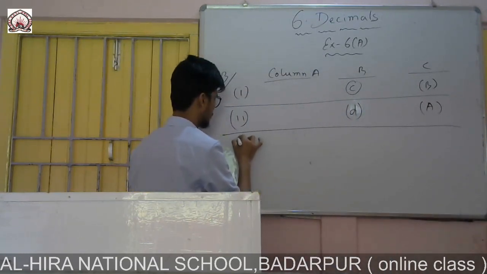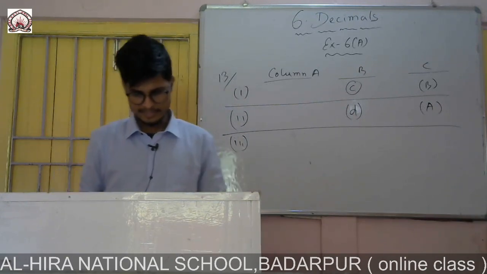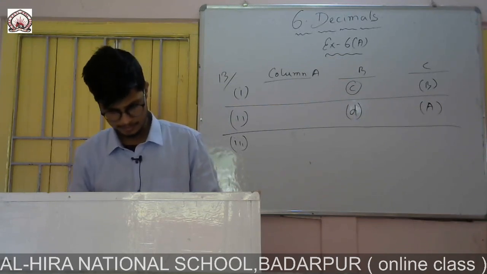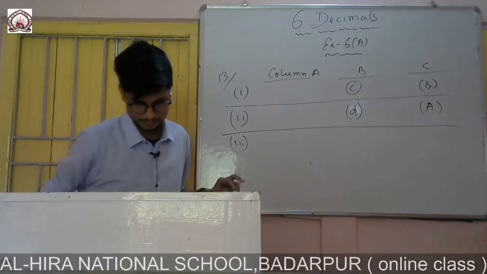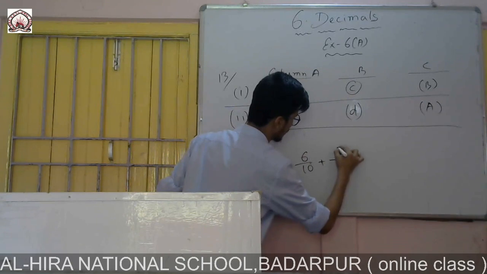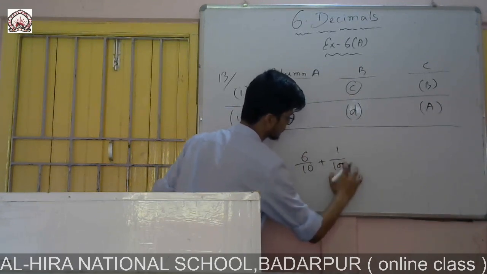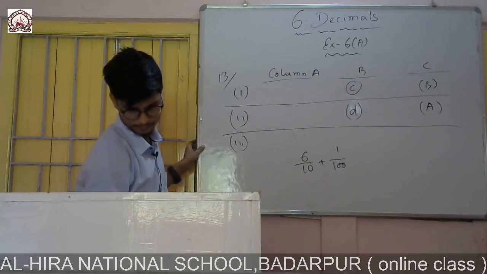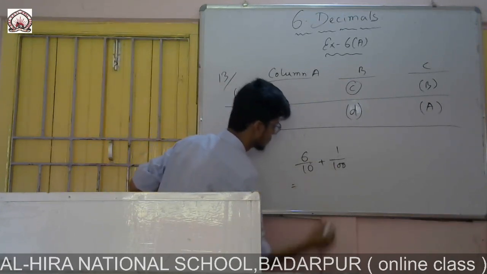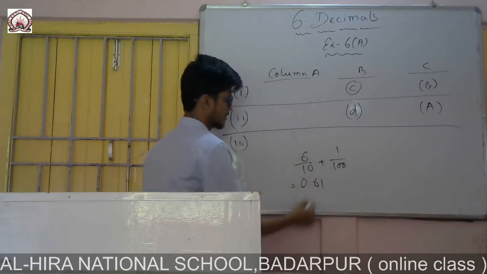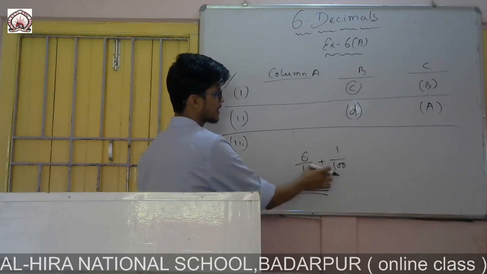Now Roman number 3, you see, it is given 6 tenths and 1 hundredths. That means 6 by 10 and 1 by 100. 100 or 1000? Hundredths. So if I write this in standard form, it will be 0.61. 6 tenths and 1 hundredths.